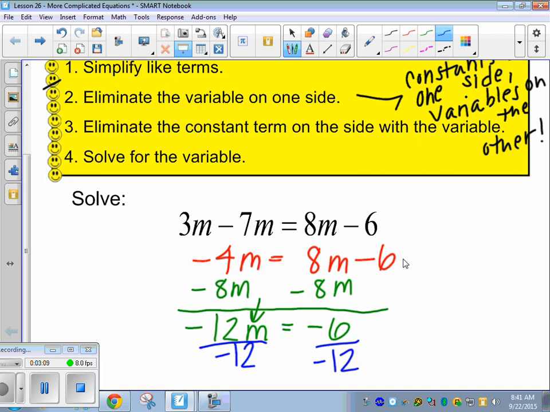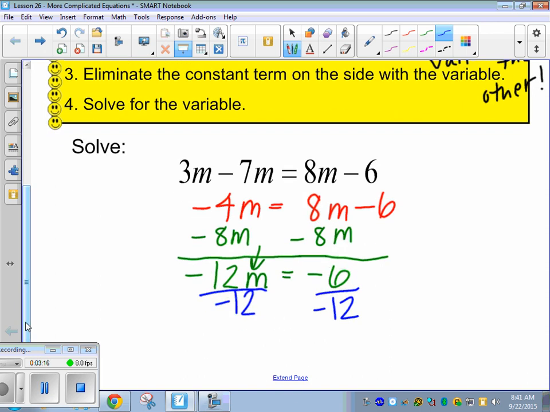Yep, and then after that you would have wanted to add 6 to both sides to get the 6 over. You'd get the same answer. Yep, so sometimes doing it one way or the other is going to be easier, but you don't have to do it one way or the other. You should get the same answer.